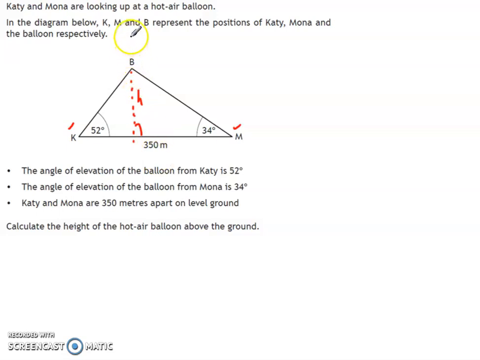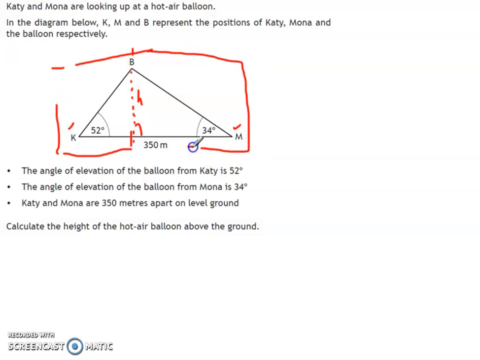If we look at that, we can then split it off into a pair of right-angled triangles. Now we've got angles and sides in the right-angled triangles, which would tell us that we can use SOHCAHTOA. We can use trigonometry in there. But in order to use trigonometry, we need to know a side in the triangle. So if I wanted to split it off into this side here on the left with Katie, if I wanted the height, I would either need to know this side on the bottom or the hypotenuse. If I was looking at the right-hand triangle with Mona, I'd again need either the base or the hypotenuse.